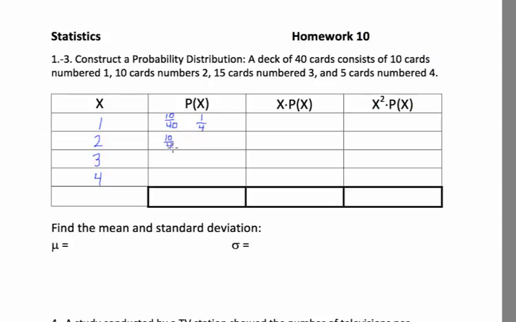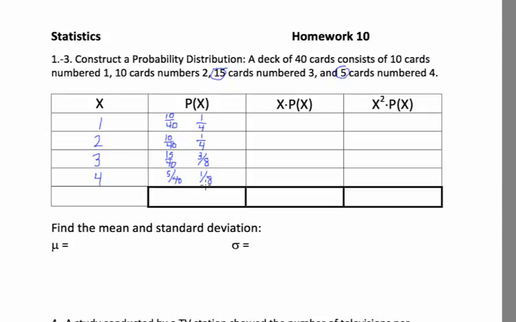Same for the card numbered 2. The card numbered 3, there's 15, so that's 15 out of 40, or 3/8. There are only 5 cards that are 4, so that's 5 out of 40, or 1/8.